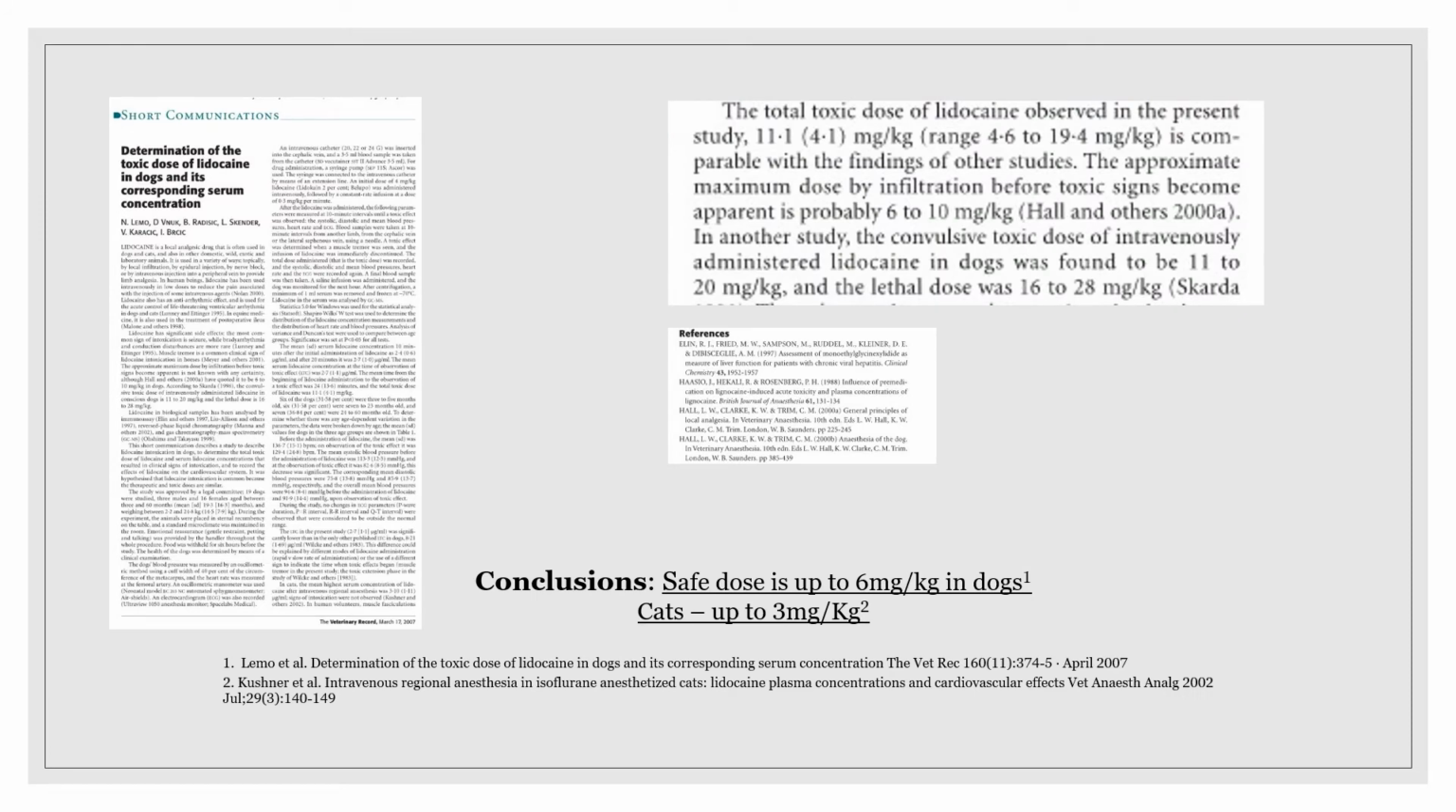There are very few studies that look at the toxic dose of lignocaine in dogs. And in this study on the left-hand side by Lemo, they gave lignocaine intravenously at an increasing dose rate and looked for toxic signs. The toxic signs would have been systemic signs. The first toxic sign they saw was muscle tremors, and this was above 6 milligrams per kilo in dogs. So they recommend the safe dose is up to 6 milligrams per kilo in dogs. In cats, the recommendation is up to 3 milligrams per kilo.